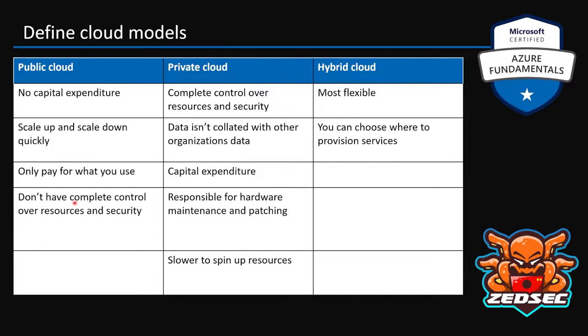So if a disk dies in a server, you're going to have to buy a new disk or get that sorted out. It's also slower to spin up resources. So the hybrid cloud is the most flexible. You can choose where to provision services.